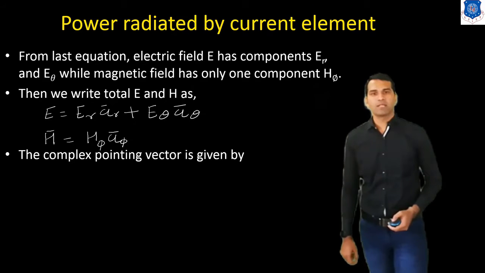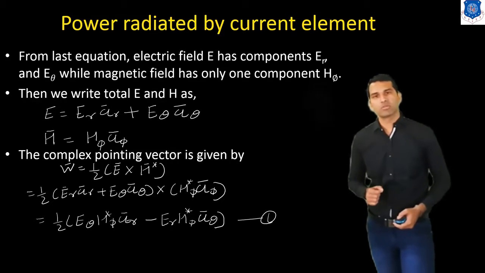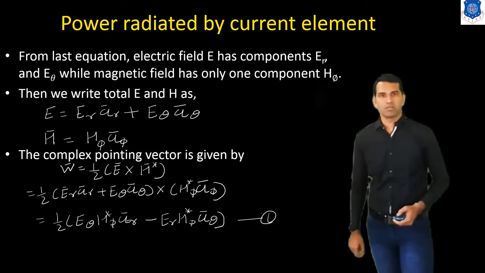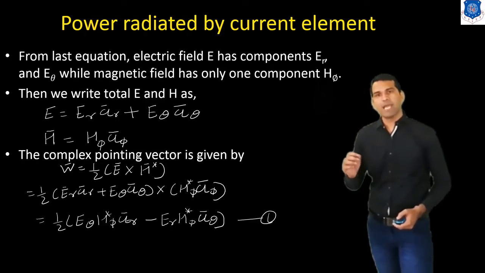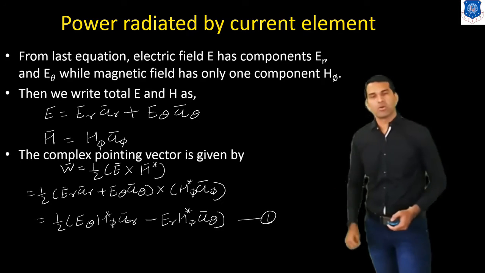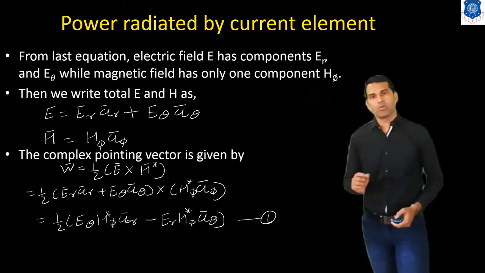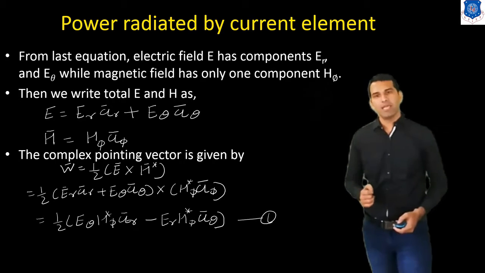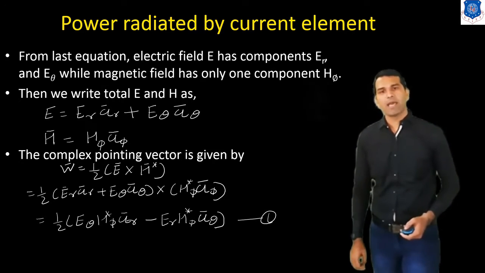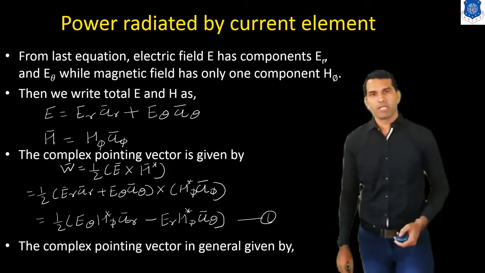The complex Poynting vector is given by W is equal to 1 by 2 E cross H star, that means E bar cross H bar star. Now we substitute the values of E and H in this equation. So we get 1 by 2 (E_R a_R plus E theta a theta) multiplied by H phi a phi. When we solve this equation, we get 1 by 2 (E theta H phi a_R minus E_R H phi a theta).